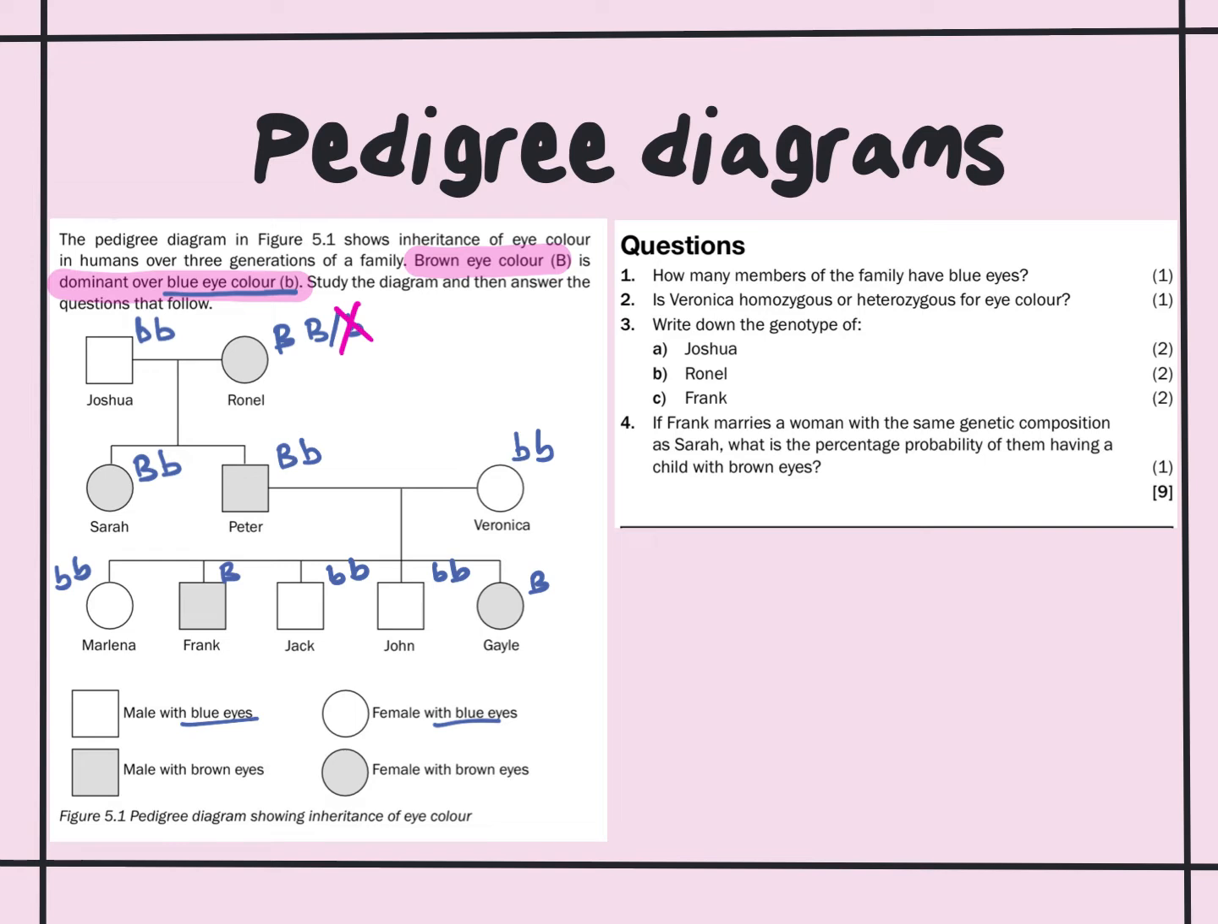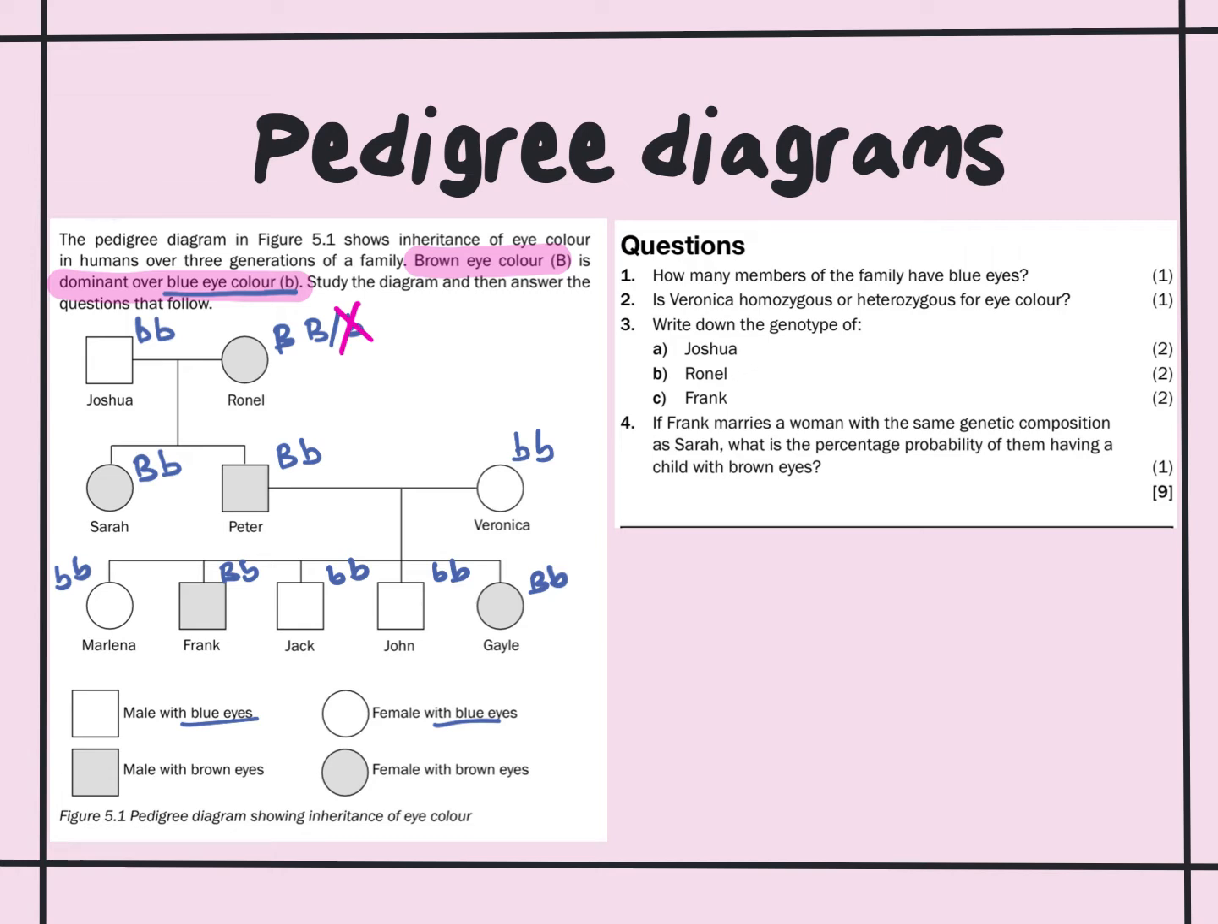Then we look at maybe Frank down here, and the same rule applies. Veronica can only give a small b to her children. So Frank and Gail both got a big B from Peter, but they have to get a small b from Veronica. It's all that she can give them. So I do all of the working out at once. I don't read the question yet. I do all of my thought process, and then I go and read the questions, because now it's easy. I don't have to do the working out every single time.